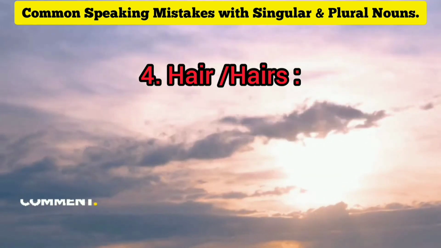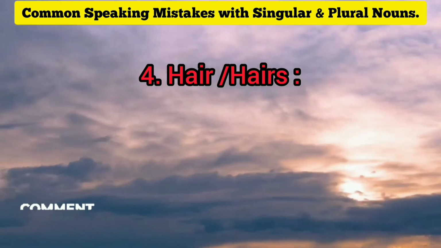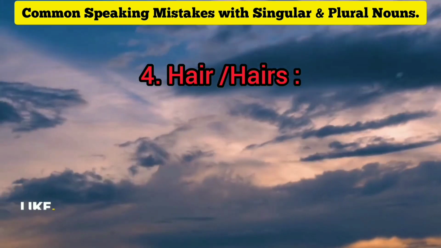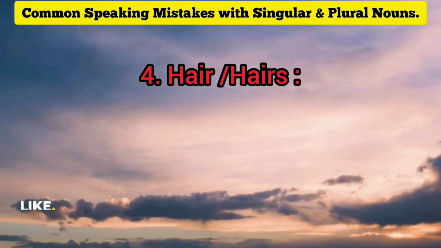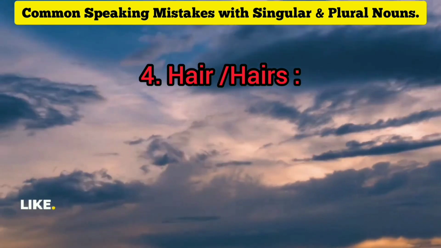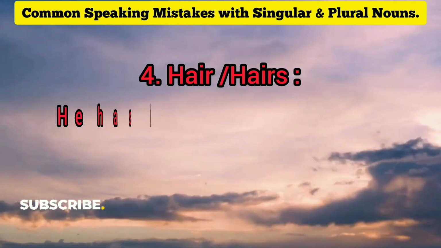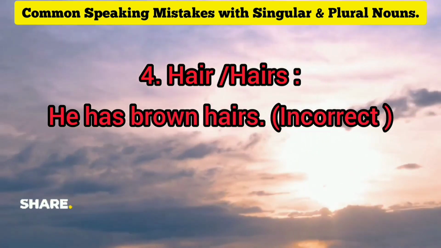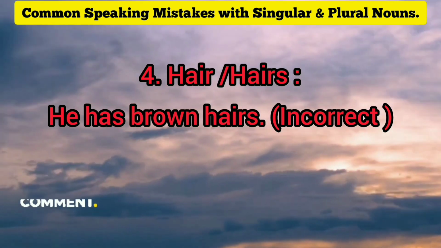As you see here, hairs. So here there is a common confusion, and please focus on this because I'm going to discuss a very important topic here, because I'm often mistaken. As you see in the example, he has brown hairs. So this sentence, I hope you have seen, he has brown hairs.